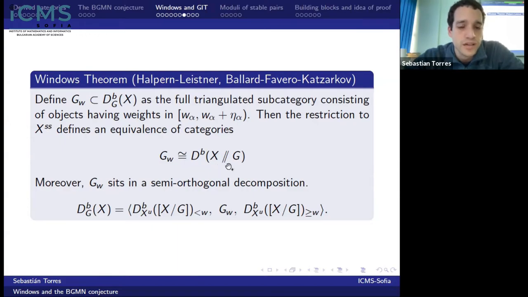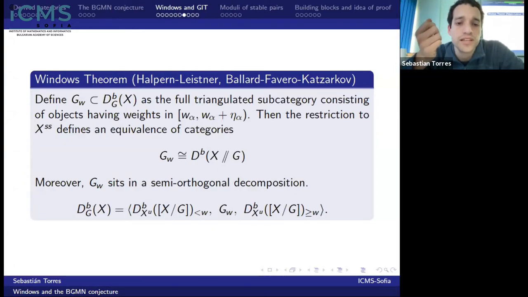And by the way, this sits in a semi-orthogonal decomposition, a decomposition like this, where there are these things that you can put to the right and to the left, which I'm not defining, but the inequalities, less than or bigger than or equal to W, have to do with weights. And these are things that are supported on the unstable locus only. And I didn't say much about these W alphas, but these are numbers that you can choose.